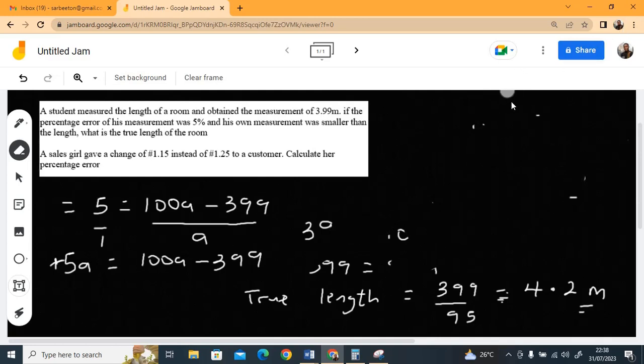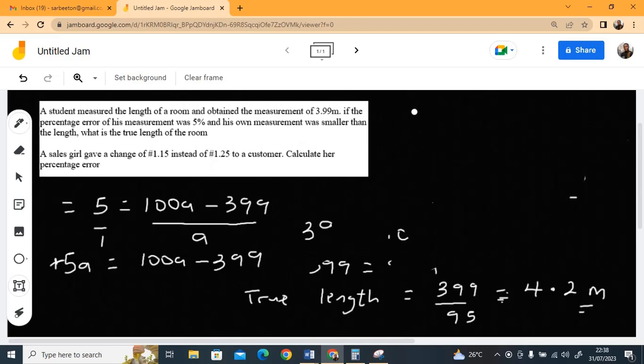So in this one now, let's look at this together. They said a sales girl gave a change of 1.15 instead of 1.25. So it means the error the sales girl makes is, this is the change she gave, but instead this is the actual change she should have given.